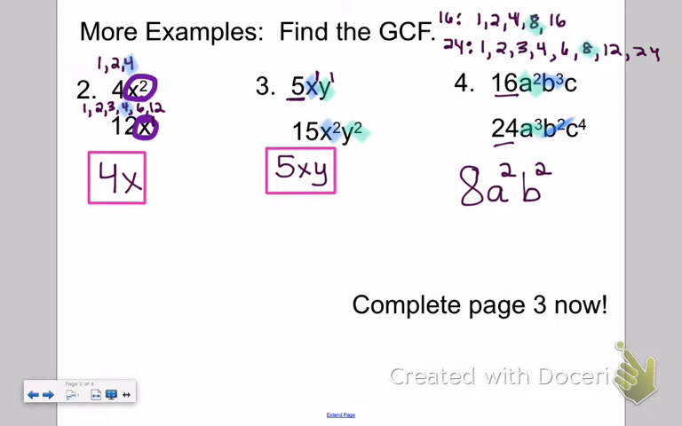And last but not least, I have a c to the first and a c to the fourth. Once again, the smaller number is the only thing I can take out, so c or c to the first. Right, so after those 3 examples, I'd like you to complete page 3, and that's it for the notes.